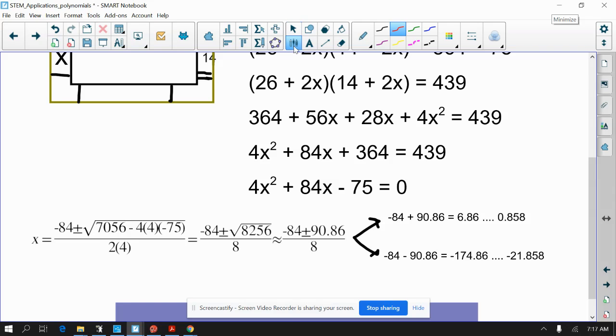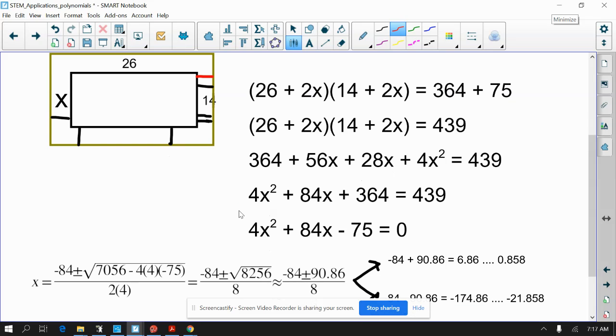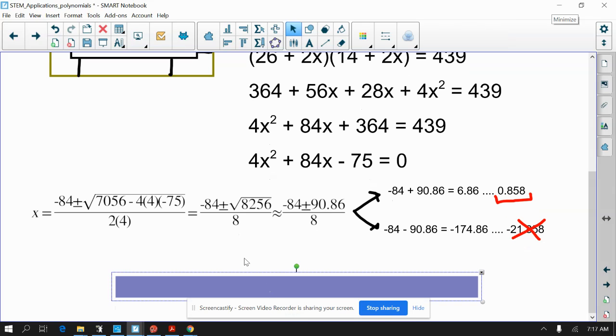Well, remember what x is representing here? X is representing the width of my porch, the border of my porch. And how could the border be negative 21 feet? So that's an extraneous solution. So the decorative border of my porch is 0.858 feet wide.